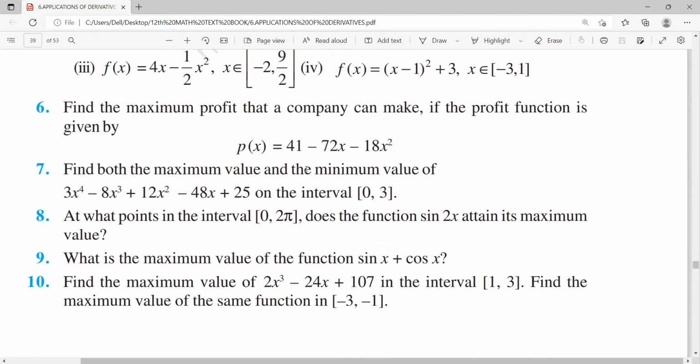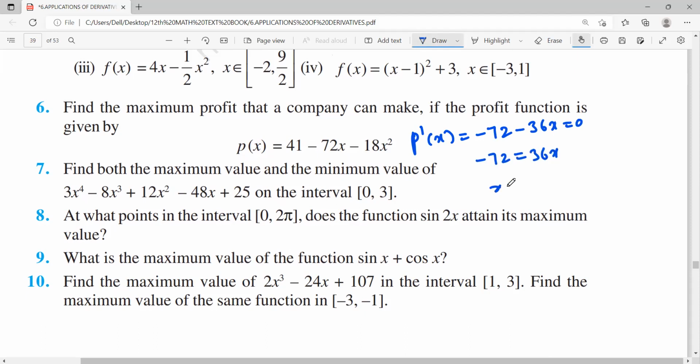Find maximum profit that a company can make if the profit function is given by this. Maximum profit means you have to find its maximum value. That's direct. How so easy? This is p dash of x, minus 72 minus 36x equal to 0. Then what you get? Minus 72 equal 36x. x equal to minus 2. That's it. At minus 2 we will definitely have maximum, because it is asking for maximum profit. So only x equal to minus 2 is a critical point.